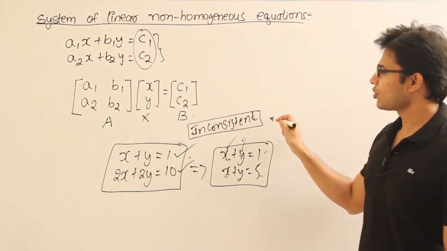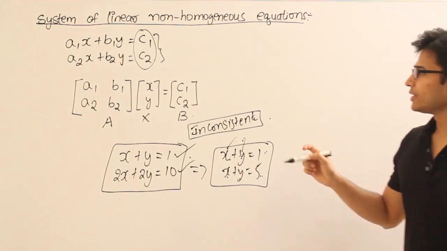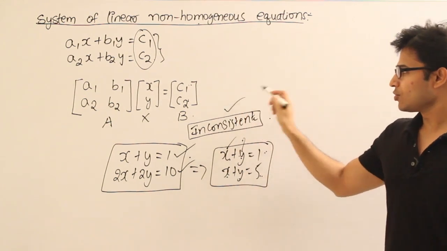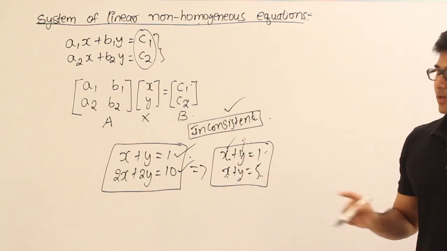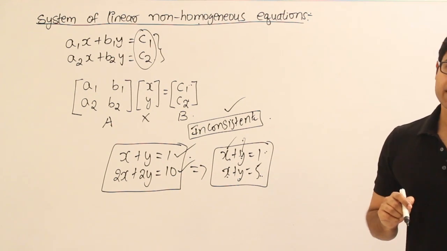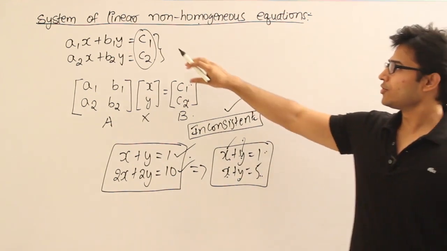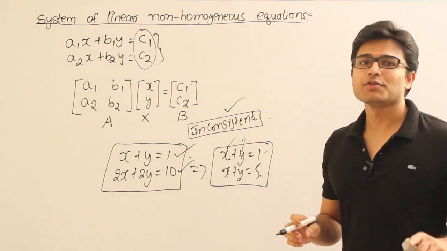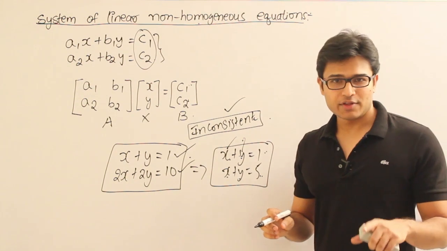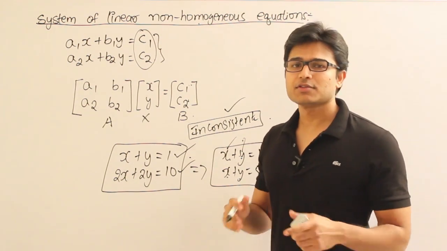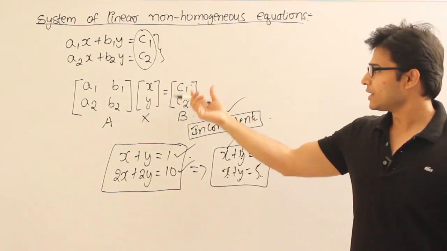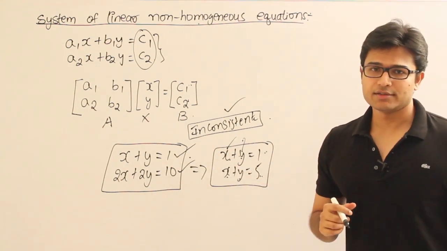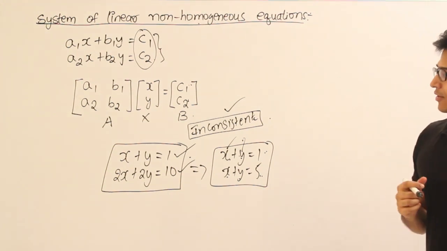Earlier we didn't face this problem. In homogeneous equations, when C1 and C2 were 0, there was no problem about inconsistency, but here there will be. So before you try to find the solutions of the equations, you should be able to find out whether you could solve them or not. What does it mean? Whether they are consistent or not. Consistency means you should be able to find the solution, but clearly in this case the examples are inconsistent. This is one case where you will not be able to find the solutions.